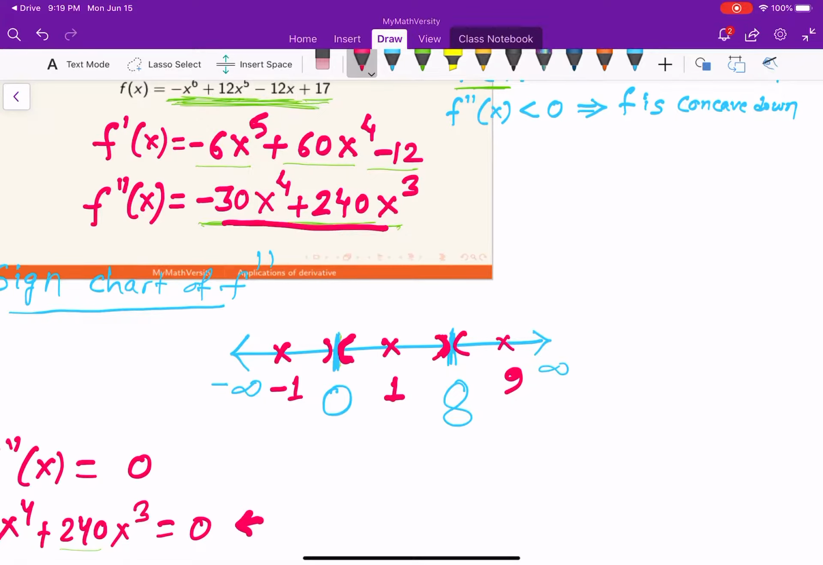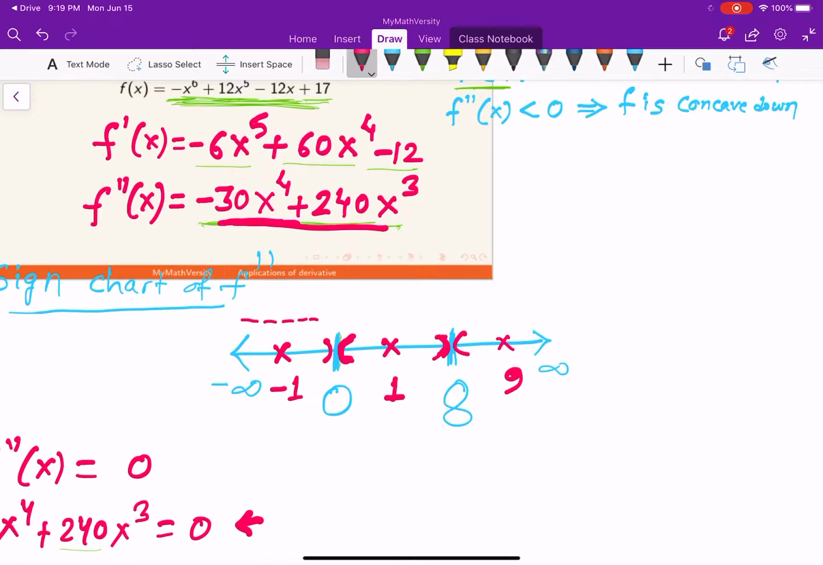So if you plug -1 into the second derivative, what do you get? -30 times the 4th power of -1 plus 240 times the cube of -1. Check what that number is. What kind of number do you get? Did you get a negative number? If you get that, then it seems like you are correct. So that will be the sign of the second derivative on that sub interval.